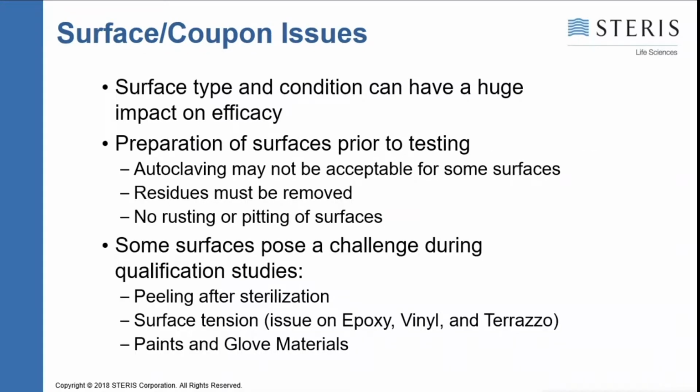Another big issue we run into is surface coupon issues. You need to be able to sterilize that little coupon, because if it's not sterile, it could throw off your whole test results. So having something that is free of microorganisms is a key thing. Also making sure that it doesn't have any rusting, pitting, residues or particles on the surface. So that's a key thing to keep in mind.